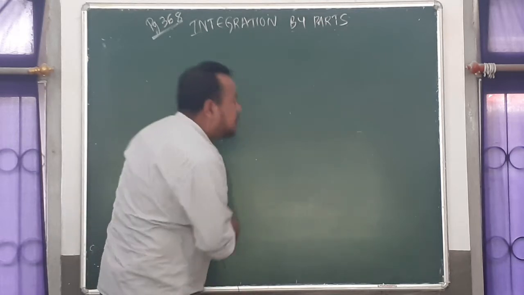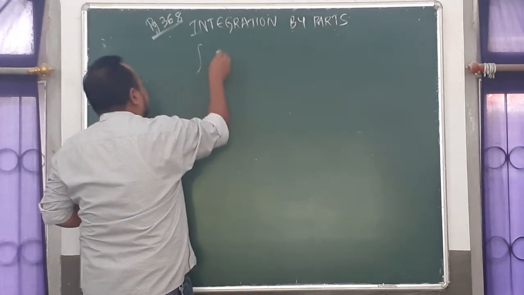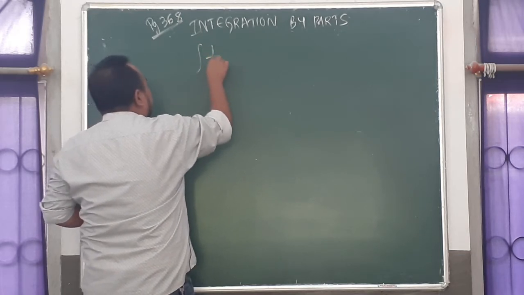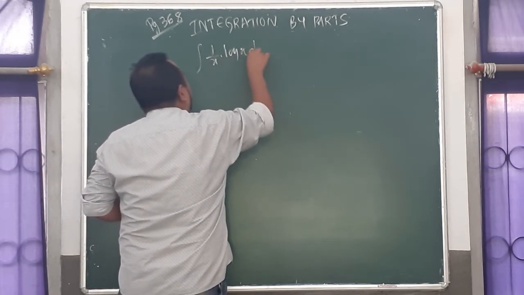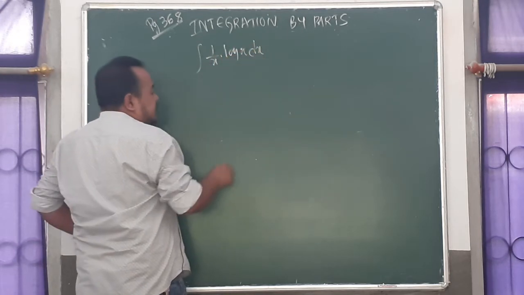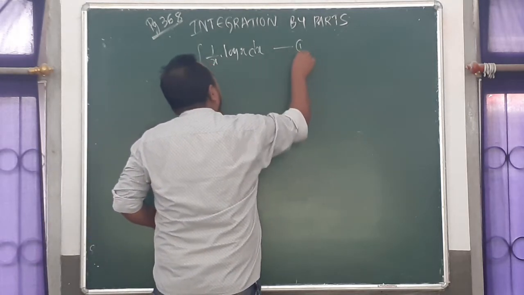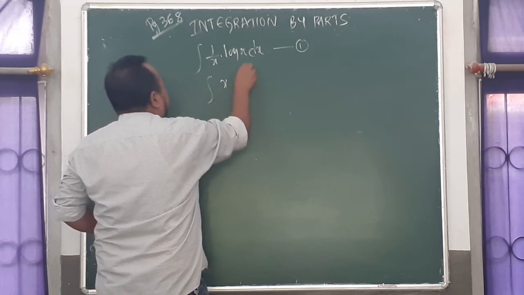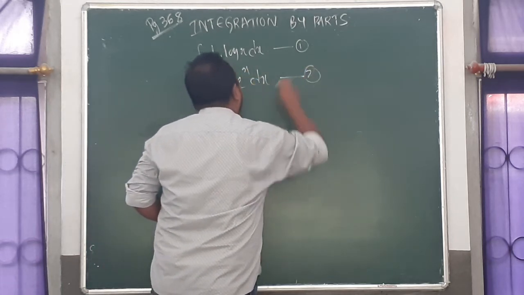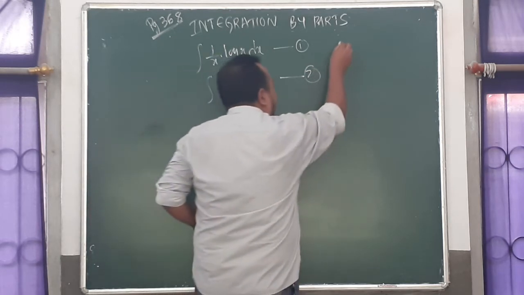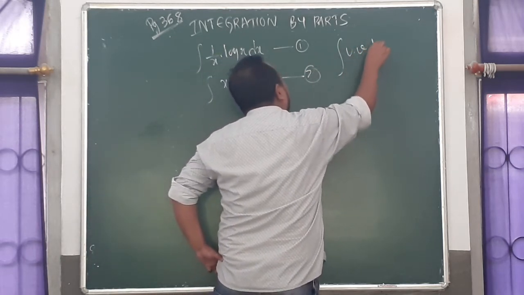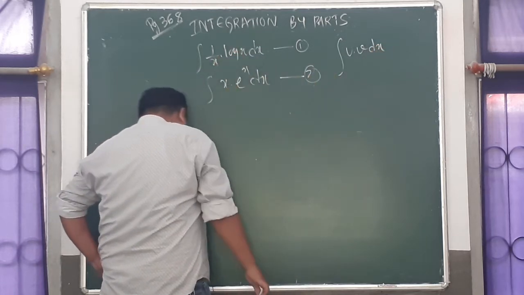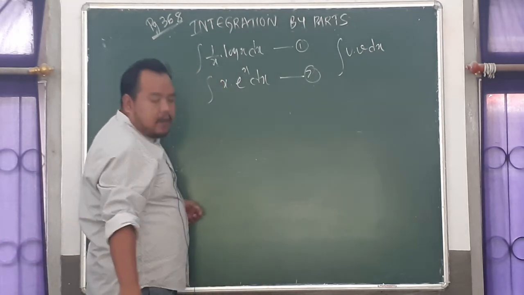Now I'll give you a similar type of problem. Look at this. Question 1 is integration of 1 by x into log x dx, and the other one, question number 2, is integration x into e to the power x dx. Now both questions are of the form integration u into v dx, yes or no? This is your u and this is your v, and this is your u and this is your v. But the method to solve these two is different.